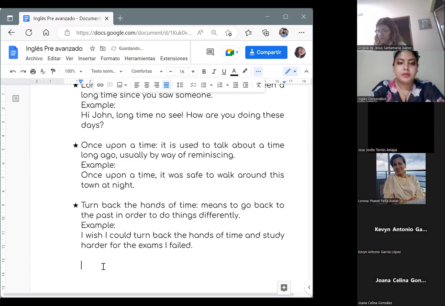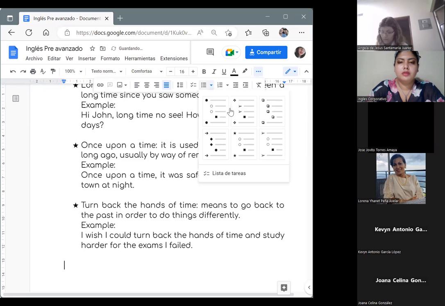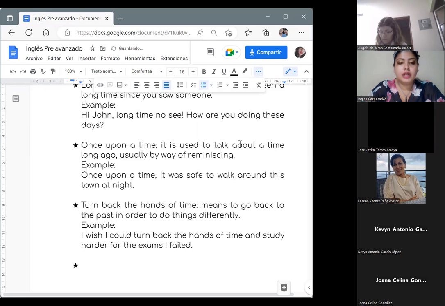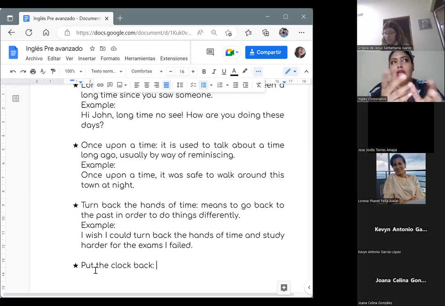And the last one. Put the clock back. This one, with a similar meaning to the idiom above, to put the clock back means to go back in time and change the course of events. Again, this is used to express wishful thinking. This is just a wish in which we can think about going back in time and changing the actions that happened at a specific time. But in this case, you know that it is almost impossible to do something like that.